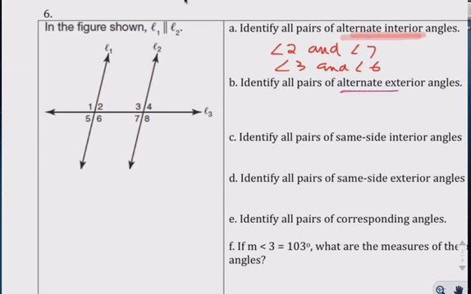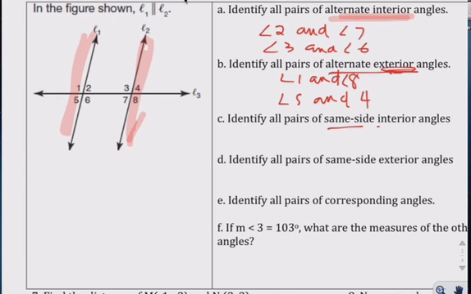Alternate exterior angles. Exterior is the outside. So it's here and here. So alternate angles, so it's angle 1 and angle 8. Angle 5 and angle 4. They're congruent.